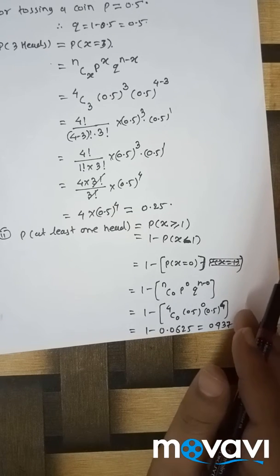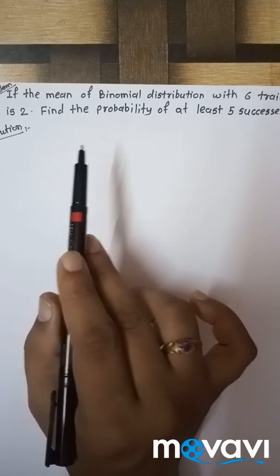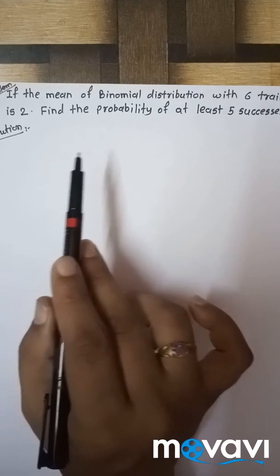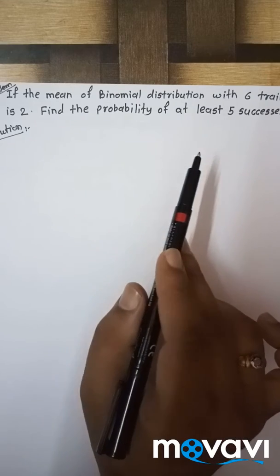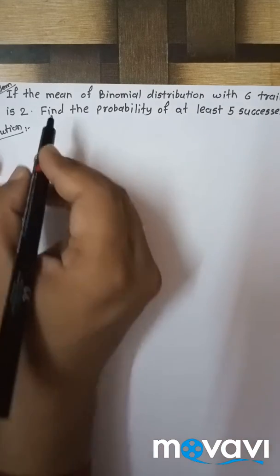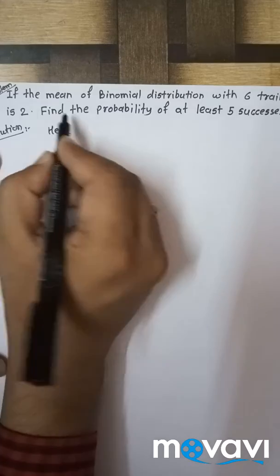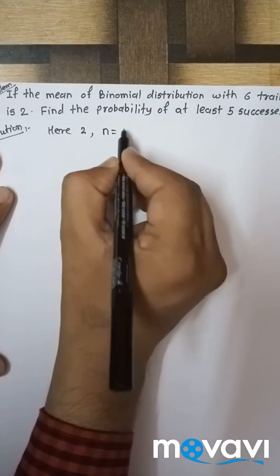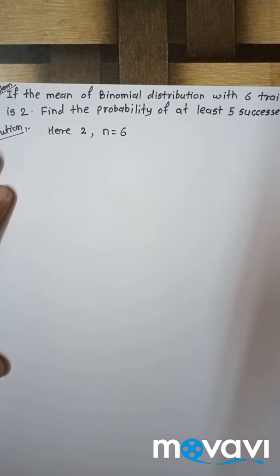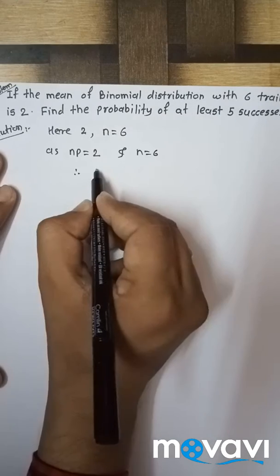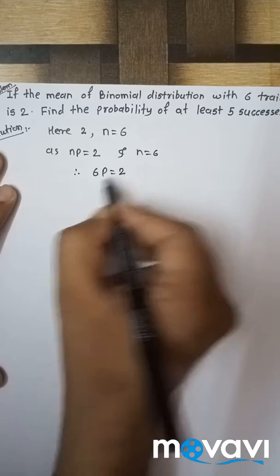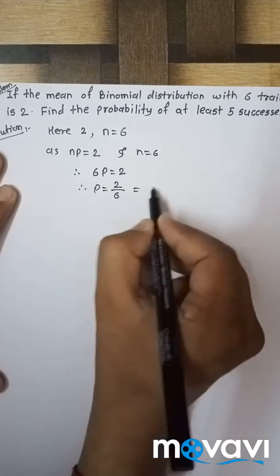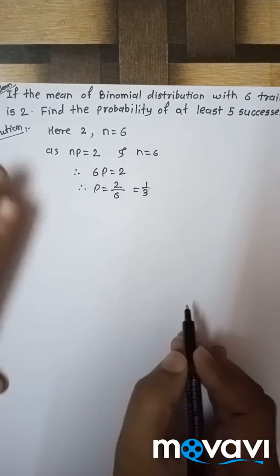Then we take one more example. If the mean of a binomial distribution with 6 trials is 2, find the probability of at least 5 successes. Here the mean of the binomial distribution is 2 and 6 trials are given, so n is 6. 6p is 2, therefore p is 2/6, which means 1 upon 3.